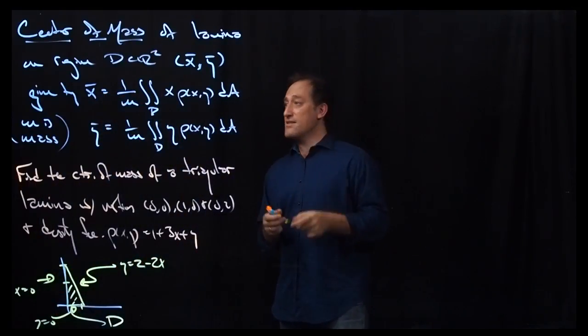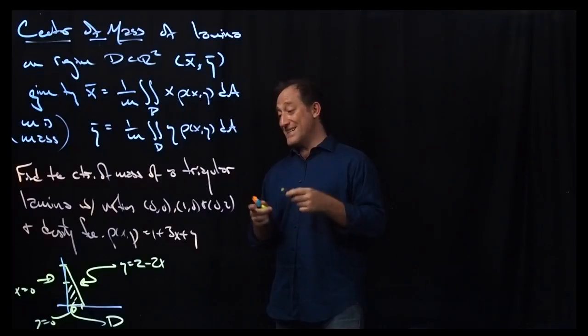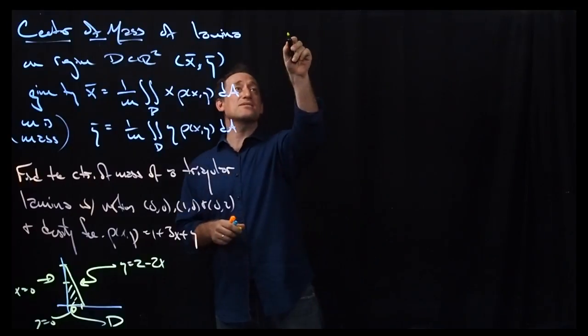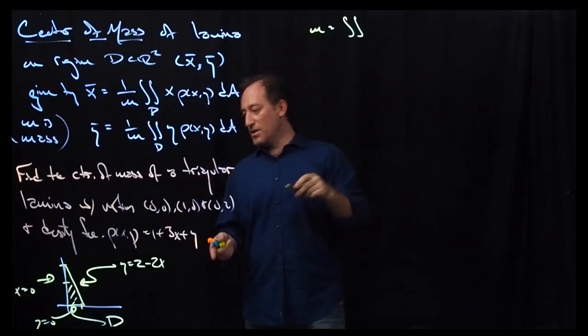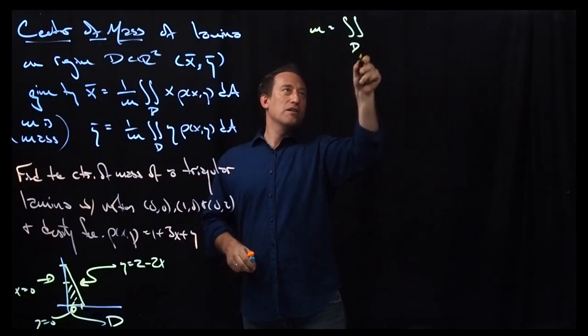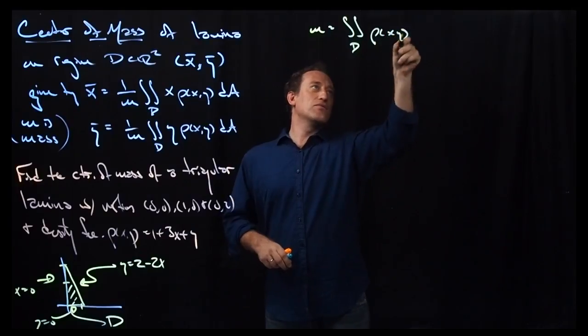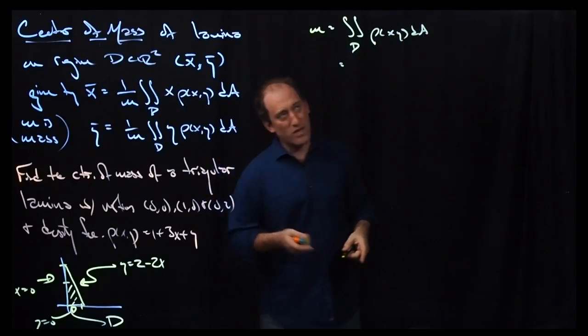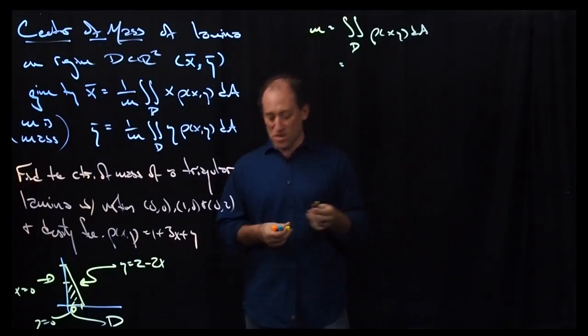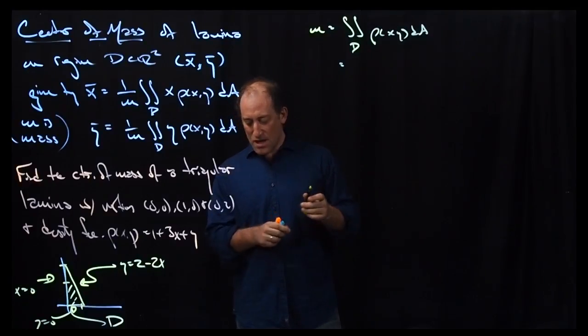First I need the mass, then I can find my centers of mass. So the mass, again, is the double integral over this region D of rho of xy dA. At this point, the integration is straightforward. It's the interpretation that matters, so I'll skip some of the steps.